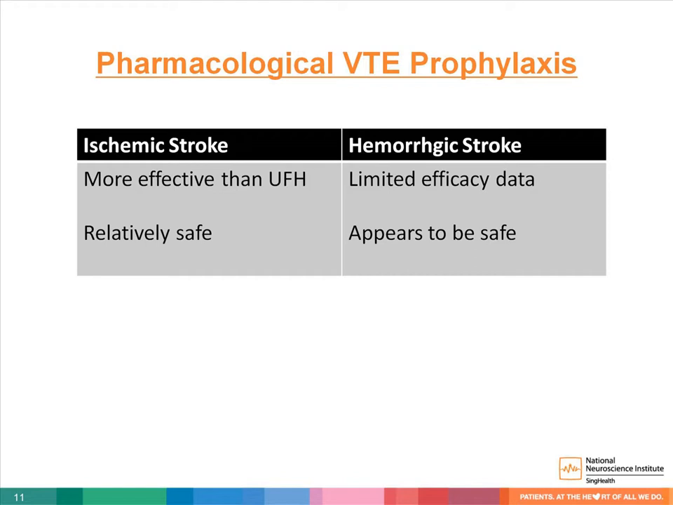In summary, for ischemic stroke, low molecular weight heparin is more effective than unfractionated heparin and is relatively safe. For hemorrhagic stroke, there's limited efficacy data, but it does appear to be safe.